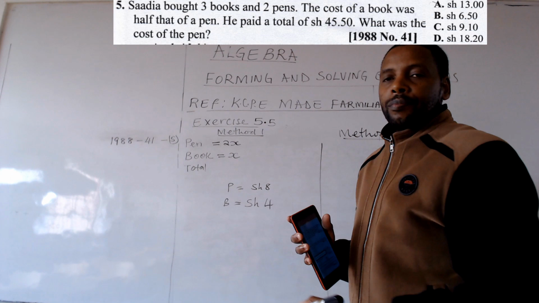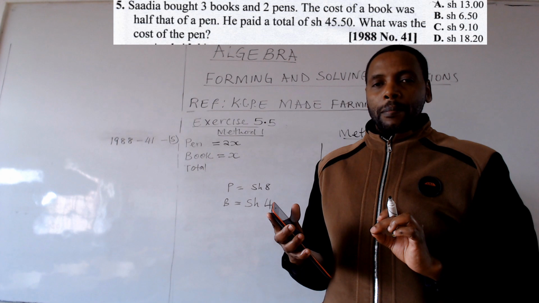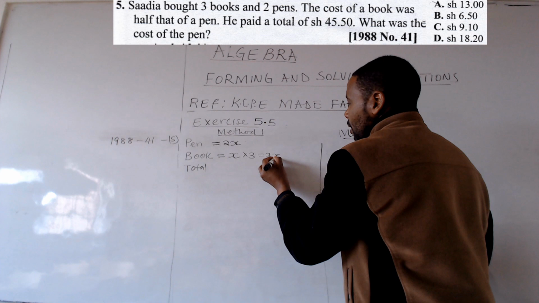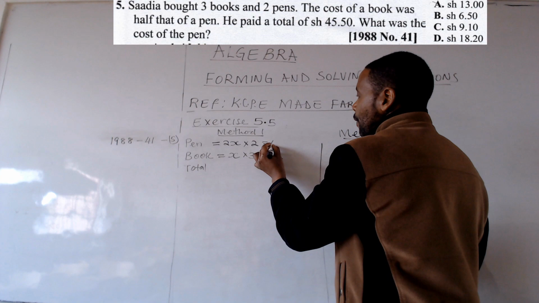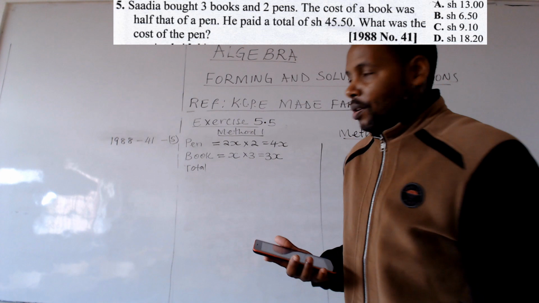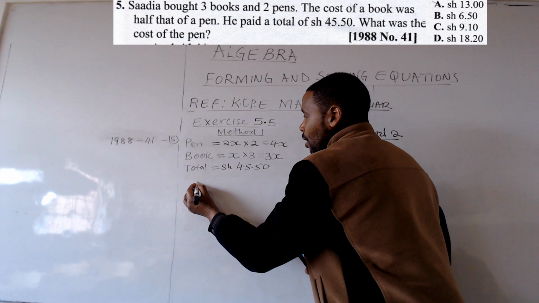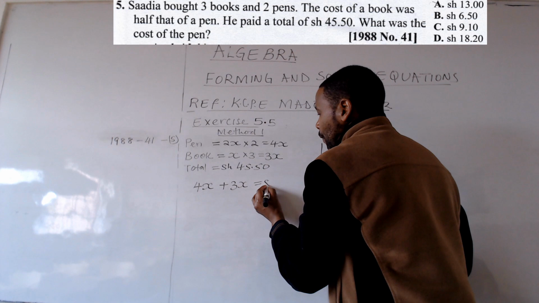But if you don't get it that way, I'll do the second method, which you might understand better. So he bought 3 books. We multiply by 3 to get 3x. He bought 2 pens. Multiply by 2 to get 4x. And the total cost of these items he bought was 45 shillings and 50 cents. So I put all these things together, and I say the pens plus the books cost him 45 shillings and 50 cents.